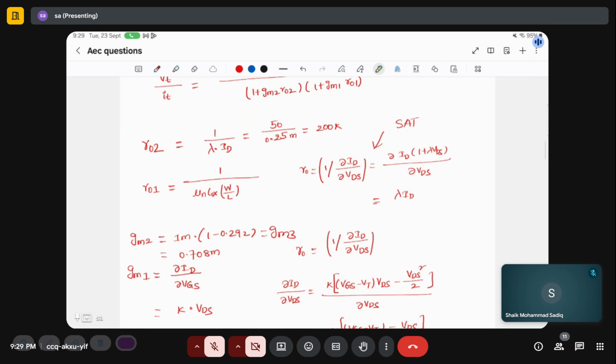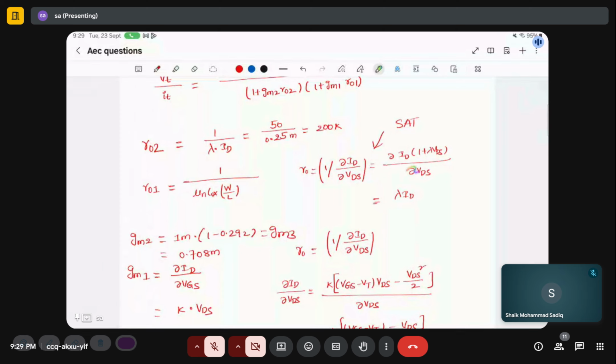So we know that M2 is in saturation, so we can write directly that 1 by RO2 is 1 by lambda ID. But M1 is not in saturation. How will you find that resistance? So the thing is, to find out the resistance, the formula is 1 by dou ID by dou VDS. You have to differentiate the current with respect to VDS.